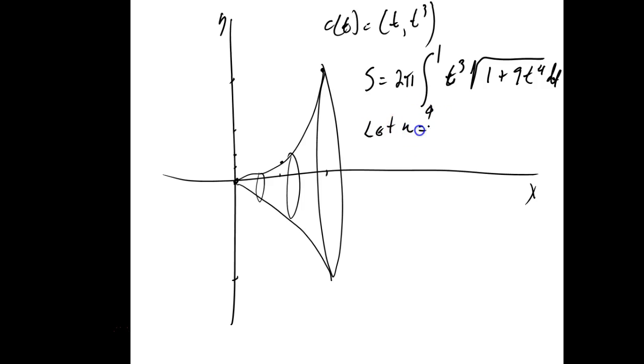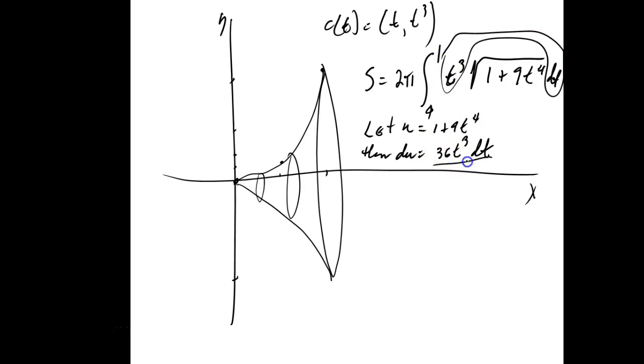U, why not? Okay. u equals 1 plus 9t to the 4th. Okay, let's see what that'll do. Then du is equal to 36t cubed dt. All right. Well, we don't want 36t cubed dt. We want t cubed dt. See there's your t cubed dt right there. So let's divide both sides by 36.